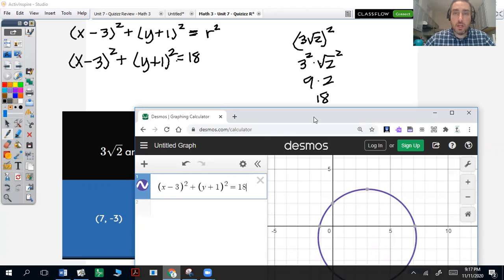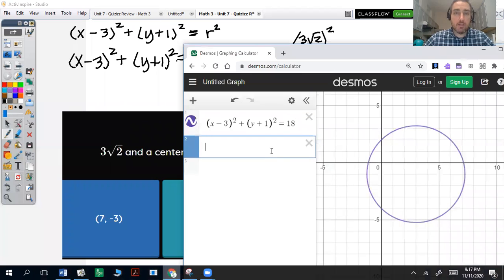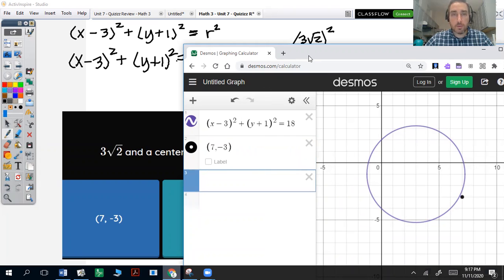We have our equation now. So we've got to figure out which one of these points lies on the circle. We have (7, -3). That point's pretty close, but it's not on it. So let's try a different one.